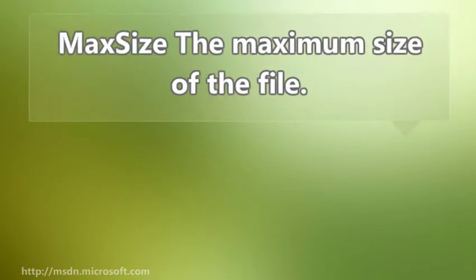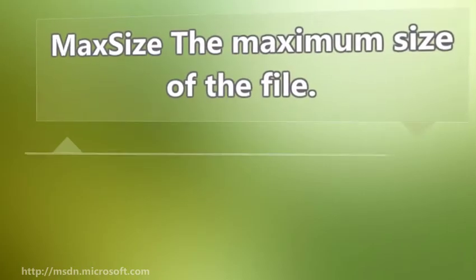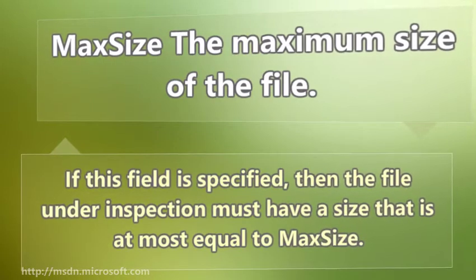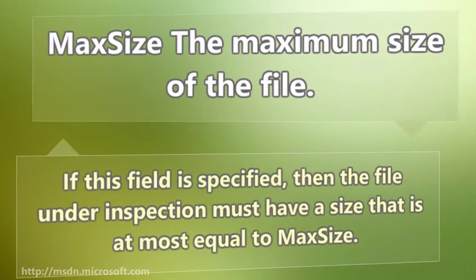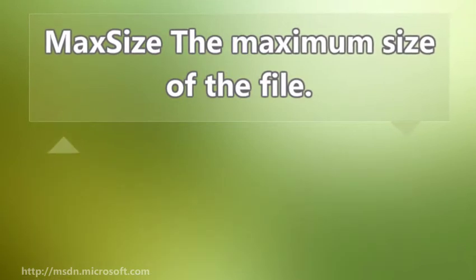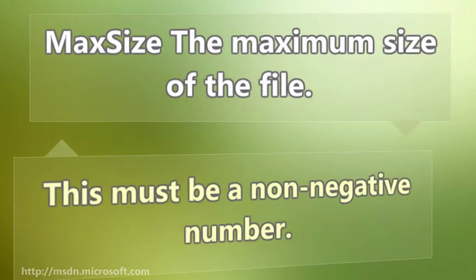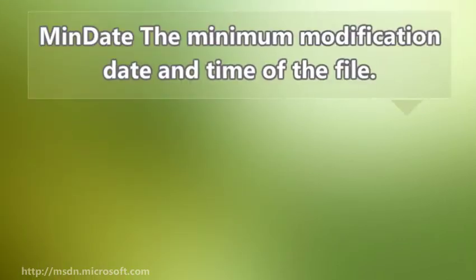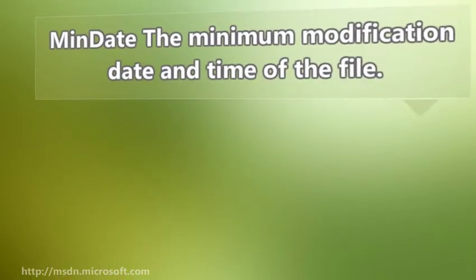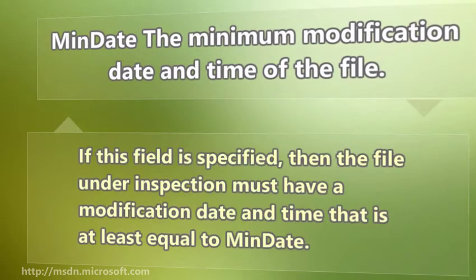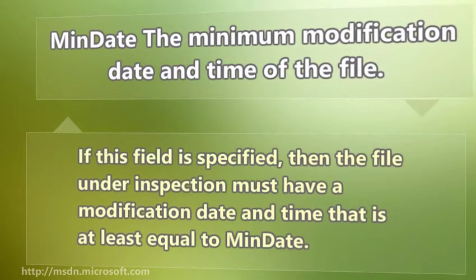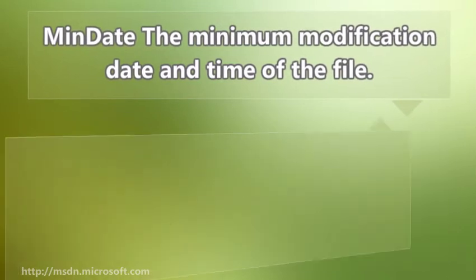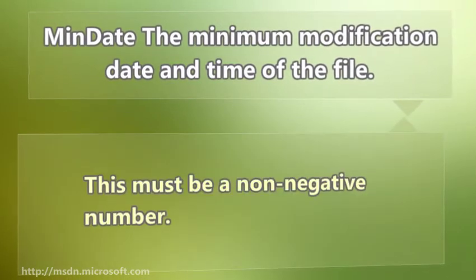Max size is the maximum size of the file. If this field is specified, then the file under inspection must have a size that is at most equal to max size. This must be a non-negative number. Min date: the minimum modification date and time of the file. If this field is specified, then the file under inspection must have a modification date and time that is at least equal to min date. This must be a non-negative number.